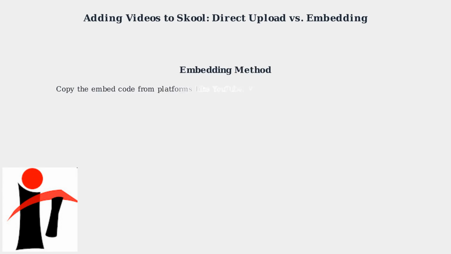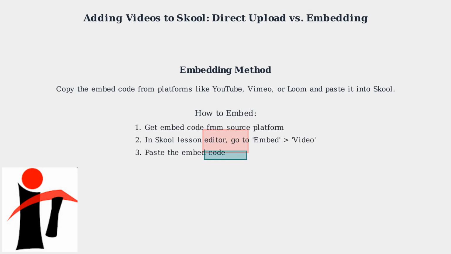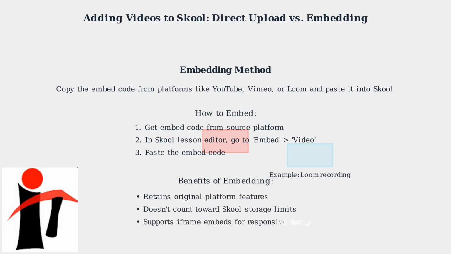Embedding involves copying the embed code from a video hosting platform like YouTube, Vimeo, or Loom and pasting it into Skool's lesson editor. To embed, get the embed code from the source platform, then in Skool's lesson editor, select Embed Video and paste the code. This works with platforms like YouTube, Vimeo, or Loom. Embedded videos retain the features of their original platform, but don't count towards your school storage limits.